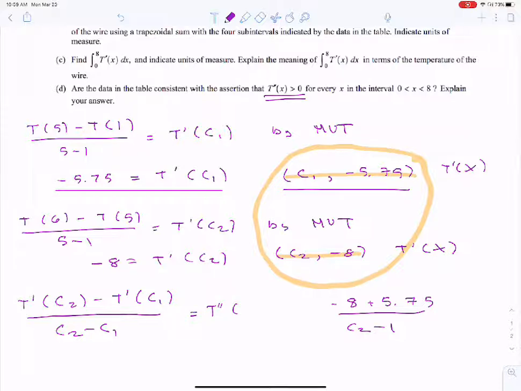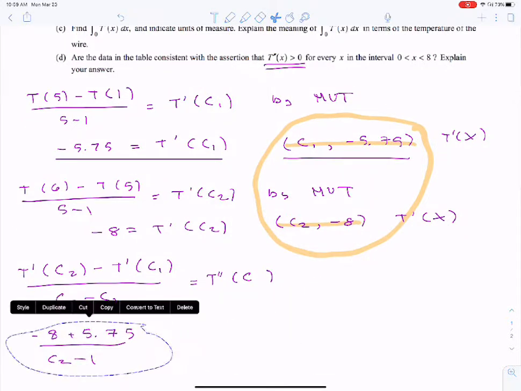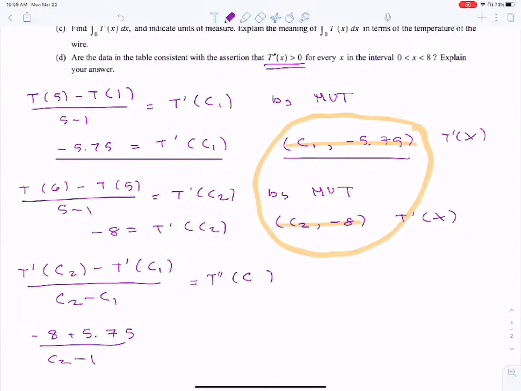So let me, just to make sure it's less confusing, I'll just do C. I haven't used C yet. So this is my work underneath here, but this is my justification for my work. So by mean value theorem. Hopefully that makes sense.